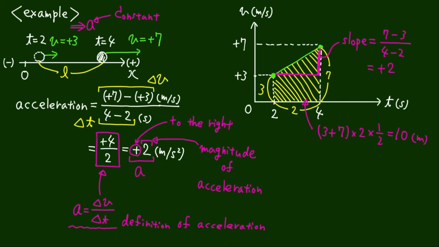To summarize, in a VT graph, the area represents distance and the slope represents acceleration. This is not only a very important clue for deriving the three formulas related to uniformly accelerated linear motion later, but it also becomes a very important perspective when analyzing various complex motions. Is that understood? Now let us summarize today's lecture.